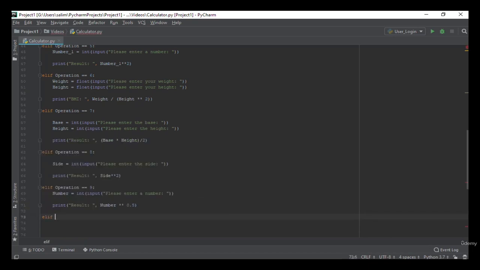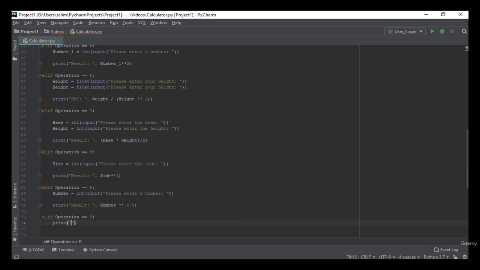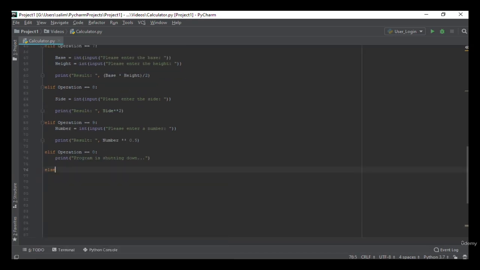Now, if the user chooses 0, the program will shut down. Else, we write a warning that says invalid operation.